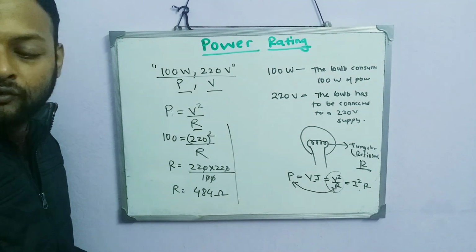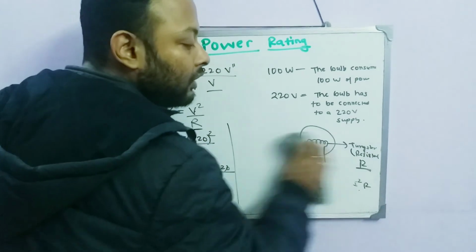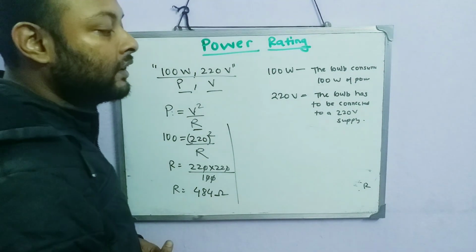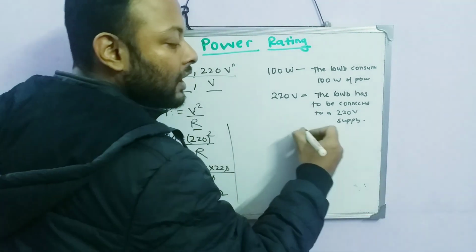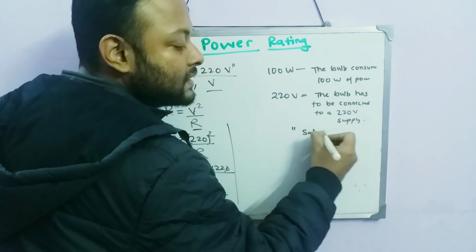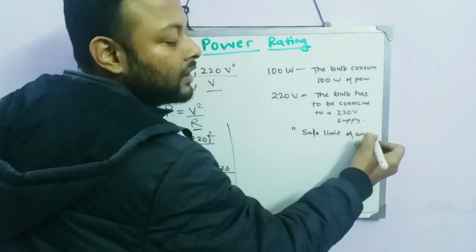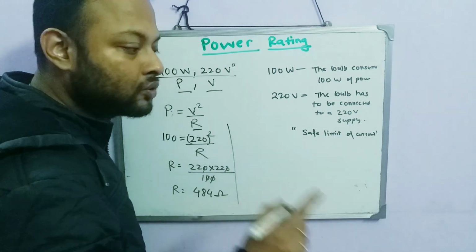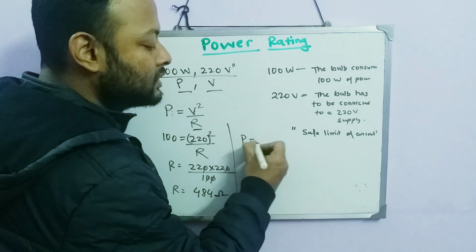What more can I get from this? I have got the resistance of this coil. One more thing I can get is the current, meaning the safe limit of current. I can also get the safe limit of current, meaning the maximum value of current that should pass through the coil. So how will I get it? I will use the formula power is equal to VI.